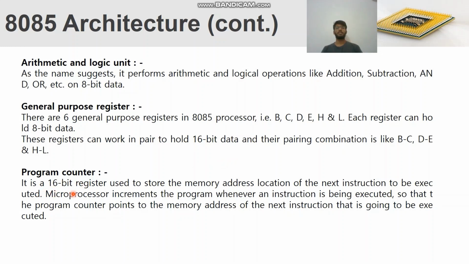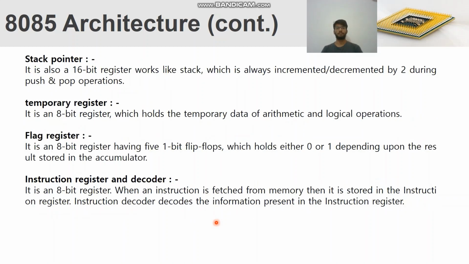Next is program counter. It is a 16-bit register used to store the memory address location of the next instruction to be executed. The microprocessor increments the program counter whenever an instruction is being executed, so that the program counter points to the memory address of the next instruction that is going to be executed. Next is stack pointer. It is also a 16-bit register, works like a stack, which is always incremented and decremented by 2 during push and pop operations.